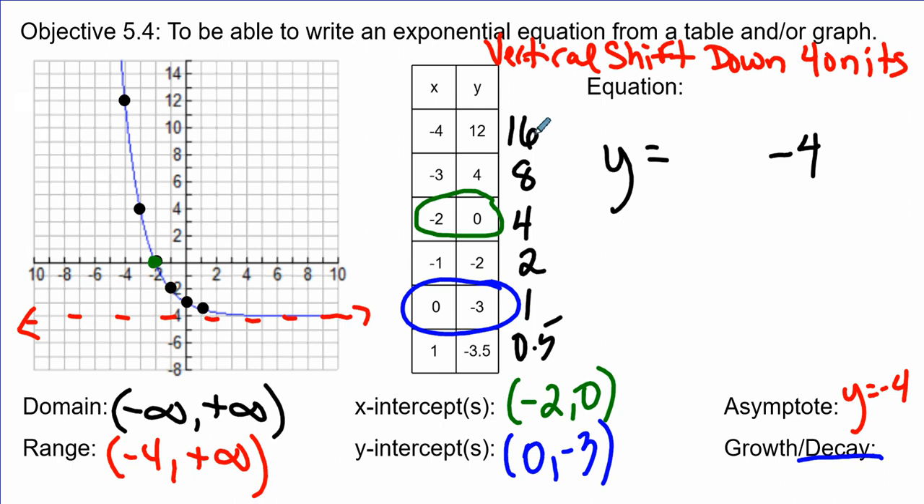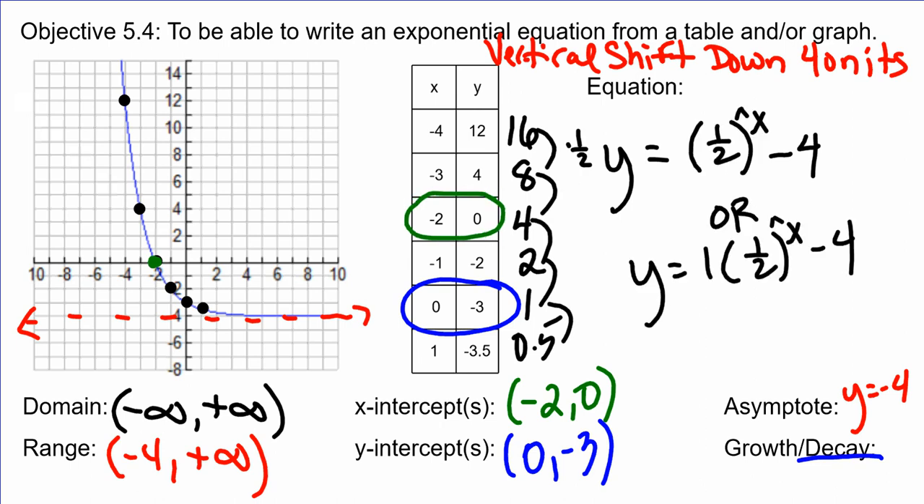How do I go from 16 to 8, 8 to 4, 4 to 2, 2 to 1, 1 to 1/2? I can clearly see that it's a multiplier, right? We know it's exponential. If you're unsure, take 1/2 divided by 1, 1 divided by 2, 2 divided by 4, 4 divided by 8, 8 divided by 16, and I can see that my multiplier is going to have to be 1/2. So I can put that into my equation, (1/2) to the power of x, minus 4.